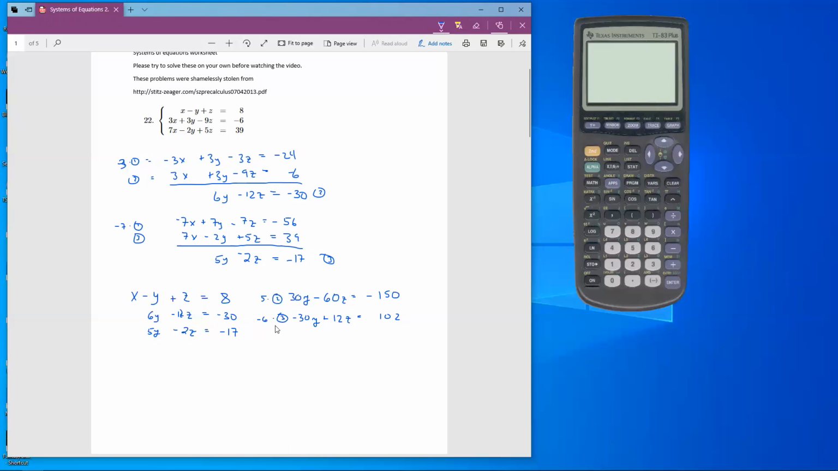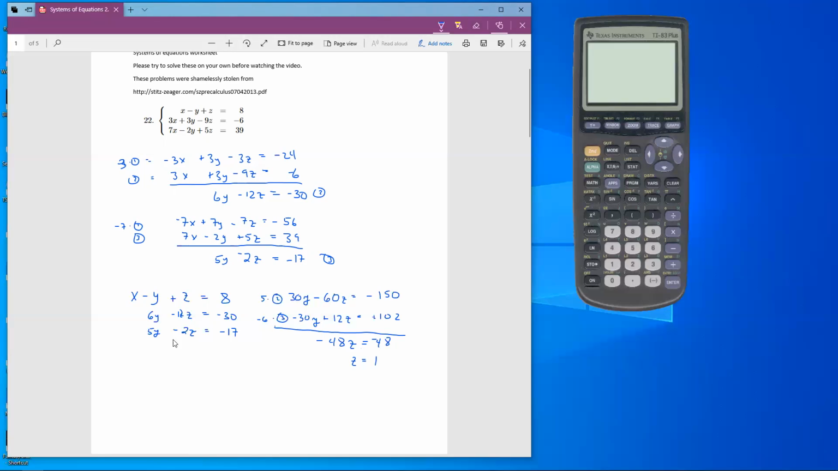We're going to go ahead and add these together. So -60 plus 12, that's going to give me a -48z. And then -150 plus 102, that's still going to give me a negative, equals -48. And then when we go ahead and divide both sides by -48, we get z is equal to 1.